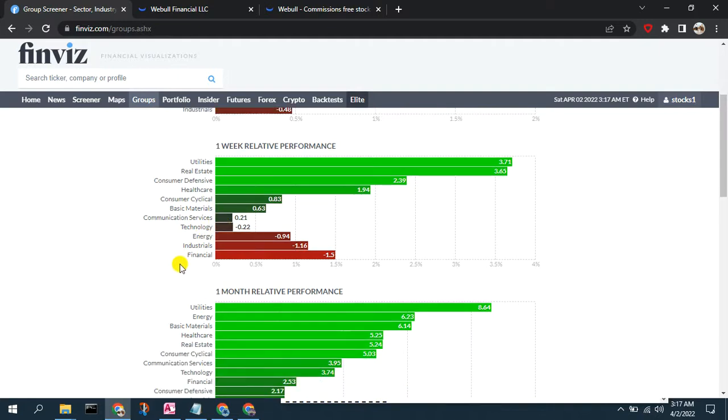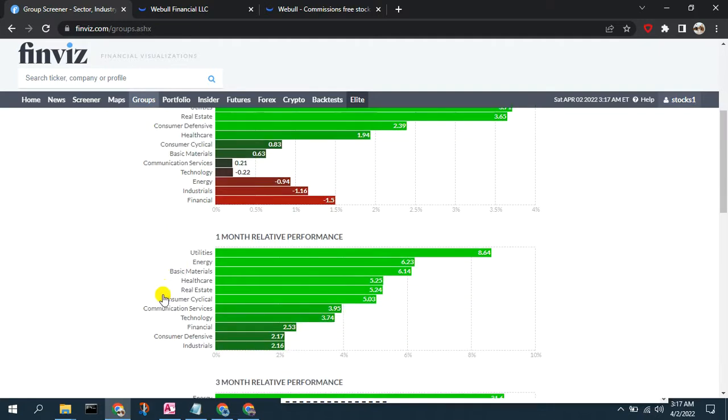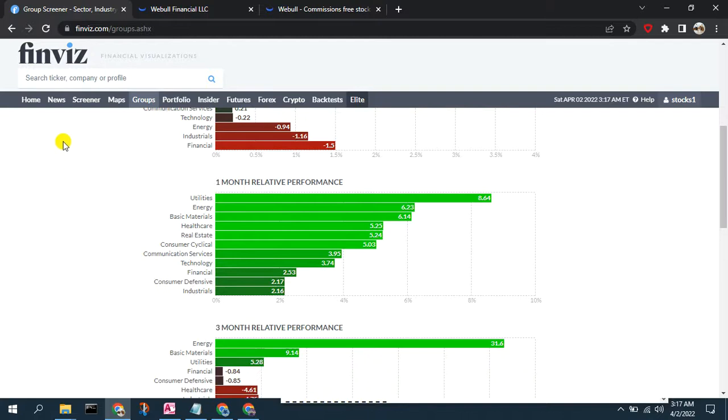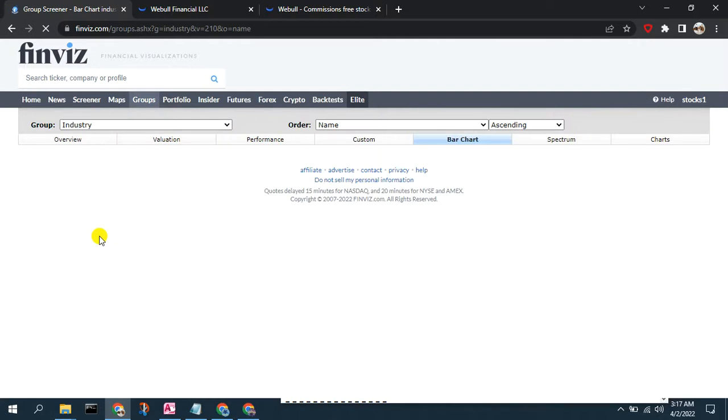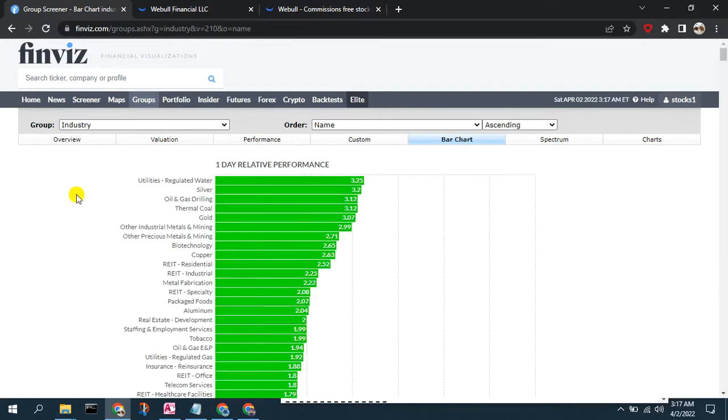Same with technology. If we start to zoom out even further, the month, again, it's just April 1st, so it's going to be very similar, but the winners are utilities, energy, basic materials. So again, we've got two major commodities and then a user of commodities, right? So if we then select an industry, this gives us a real good view of which commodities to focus on.